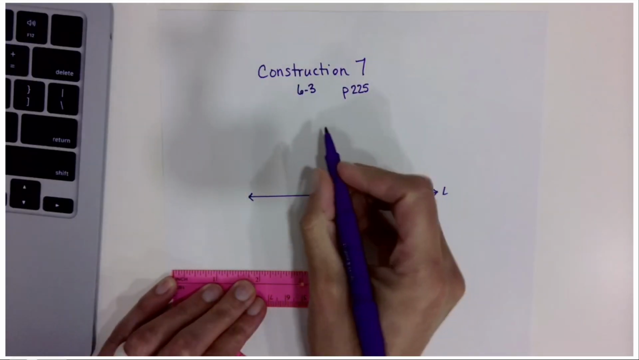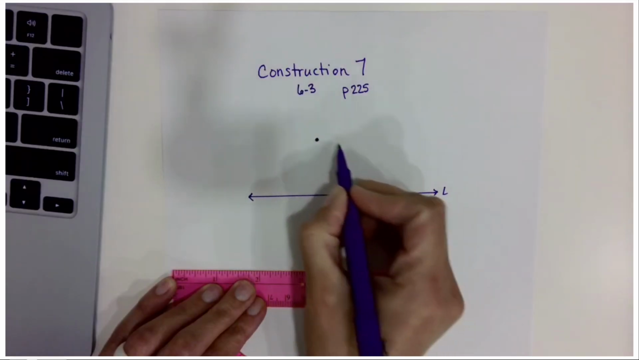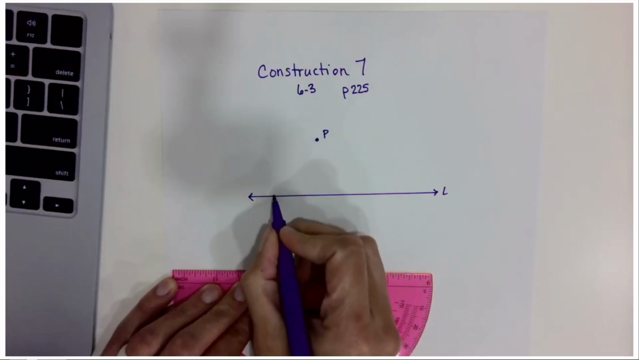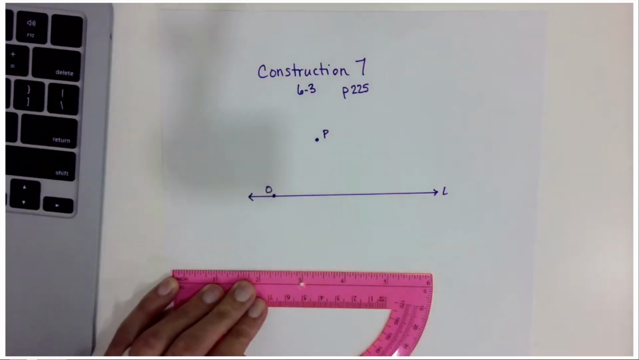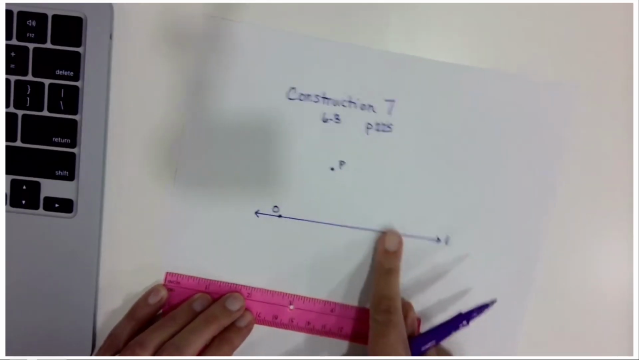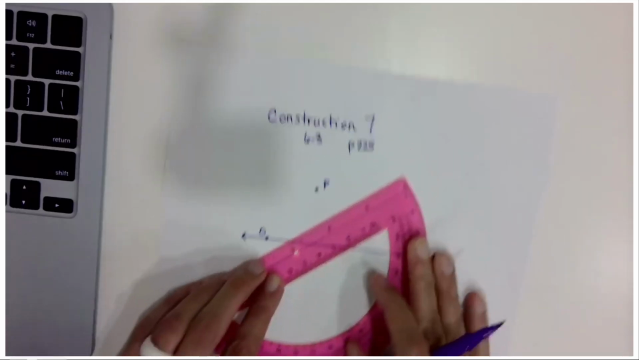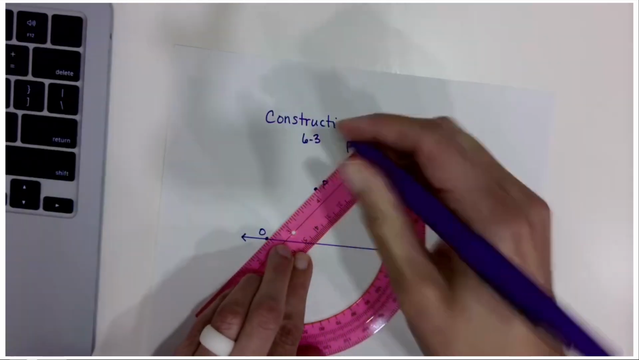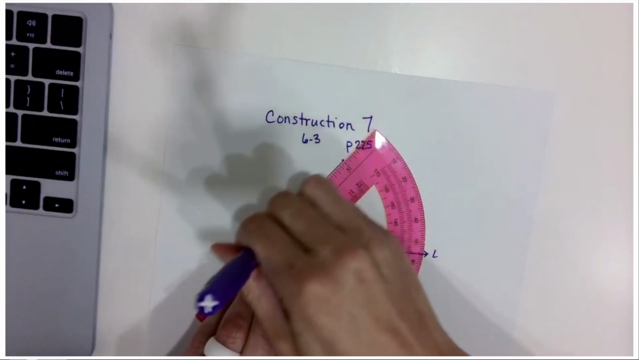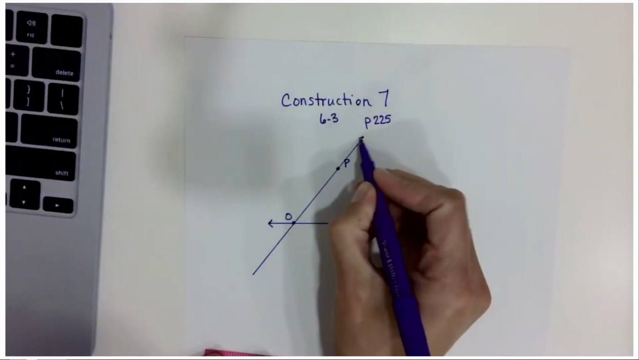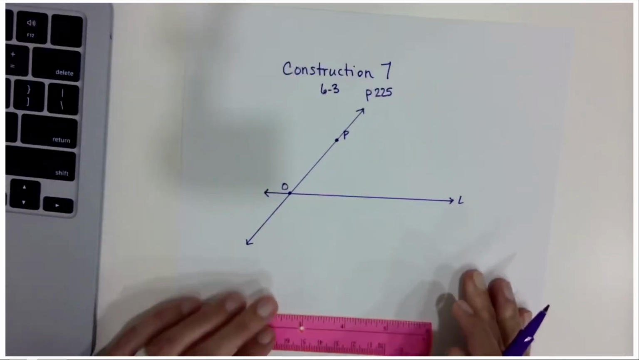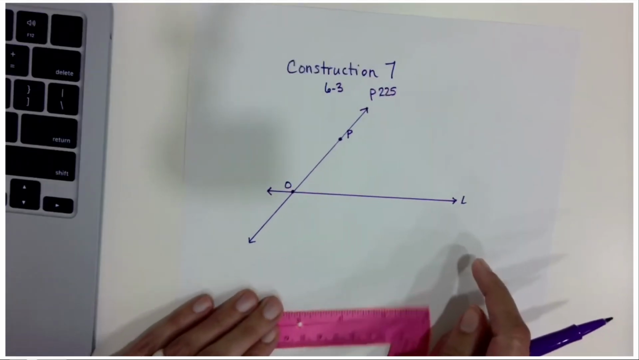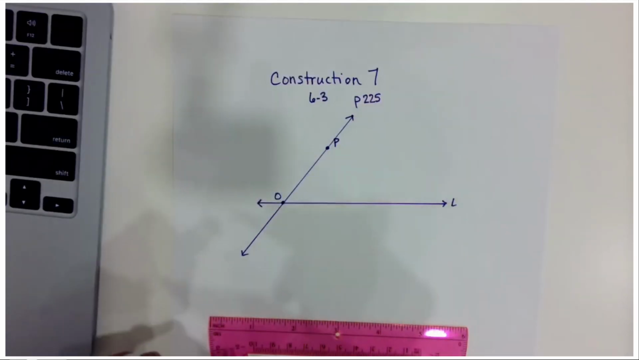Nice. We're going to put a point anywhere we want, but we'll put it there, point P. And we're going to put a point on our line, point O. This is going to be one of our parallel lines. We're going to create our transversal line right now by connecting these points. So this will be our transversal. And our goal is to copy angle O where angle P is so that we can have corresponding angles.